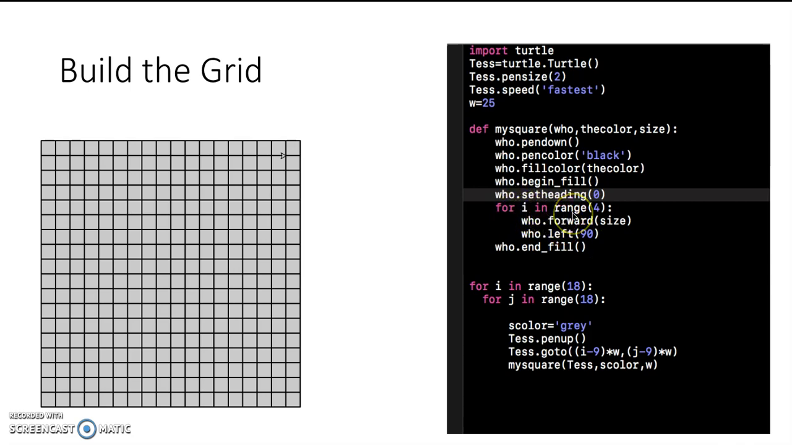for i in range 4, this is just to create the square. And then for i in range 18 and for j in range 18, it is composed of 18 lines here, and here is also 18 lines. So I can use this function to get this image.